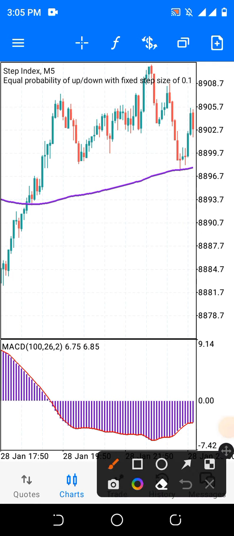Once you see this crossing move down this way, this is an uptrend. Look at this from the side of the chart, it is an uptrend. When the MACD, look at this zero mark here. Once MACD crosses this zero mark downward, that is an uptrend. Do you understand?